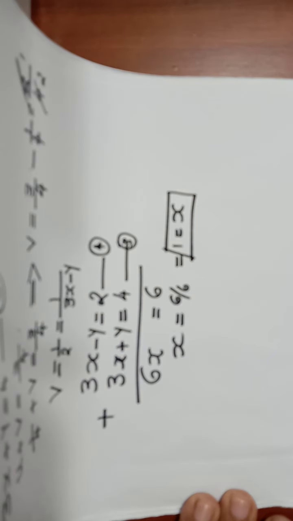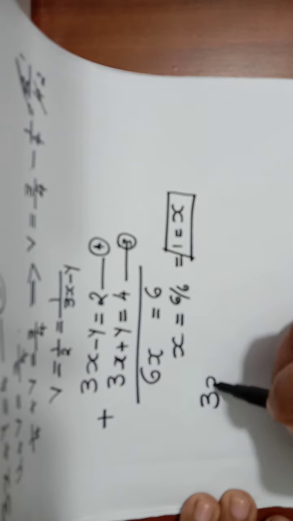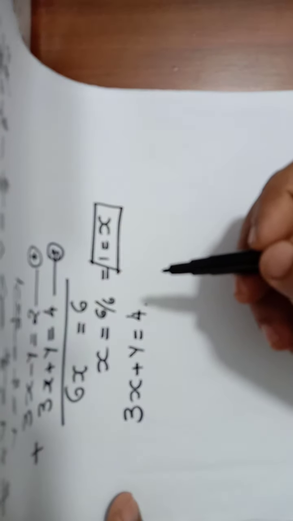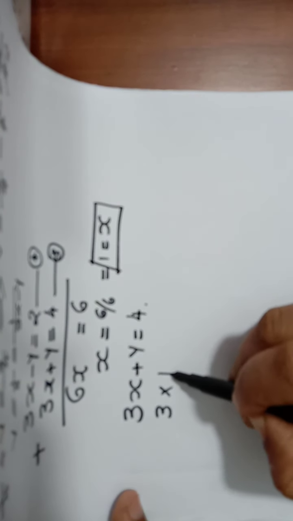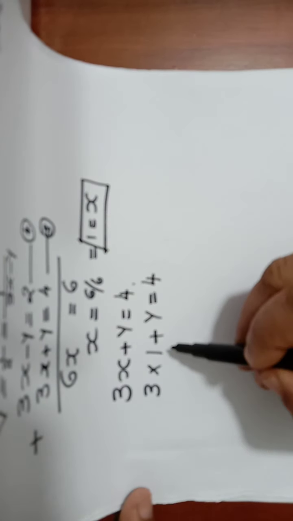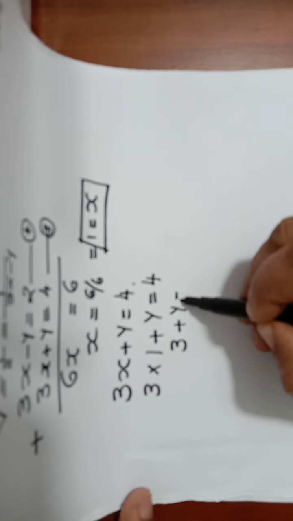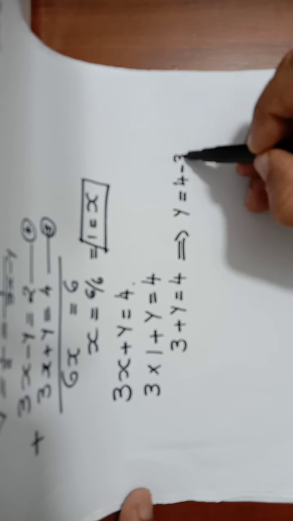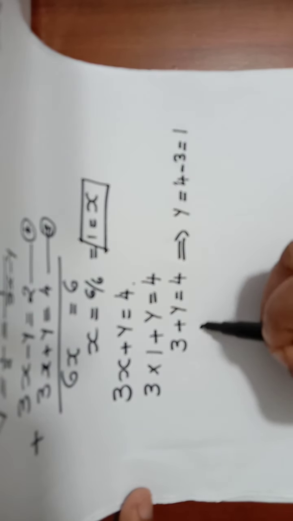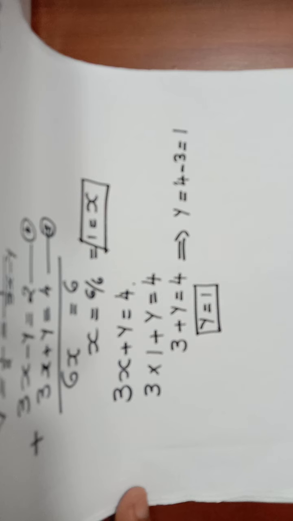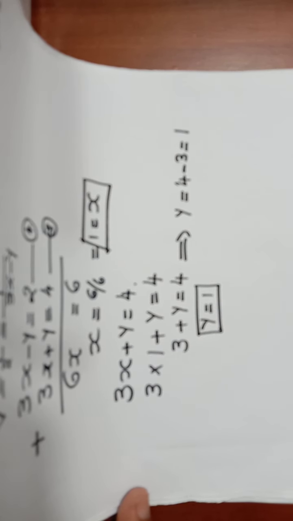Let us substitute in any one equation, that is 3x plus y is equal to 4. The x value 1 we substitute: 3 into 1 plus y equal to 4. 3 into 1 is 3, plus y equal to 4. This implies y is equal to 4 minus 3, that is equal to 1. So x is equal to 1, y is equal to 1. That is the solution for this equation. So it's very simple. Hope you understood.